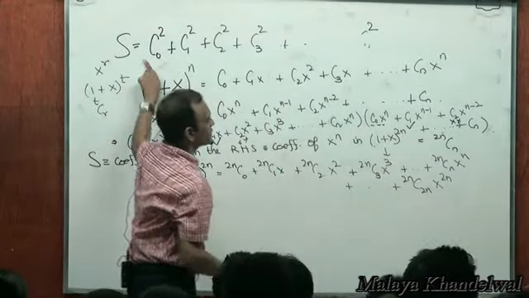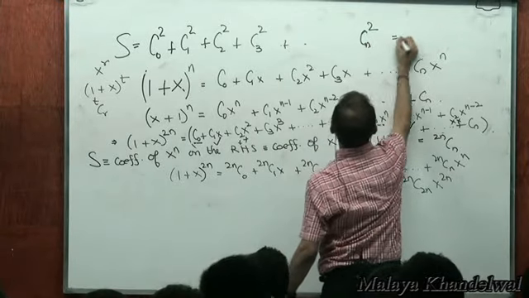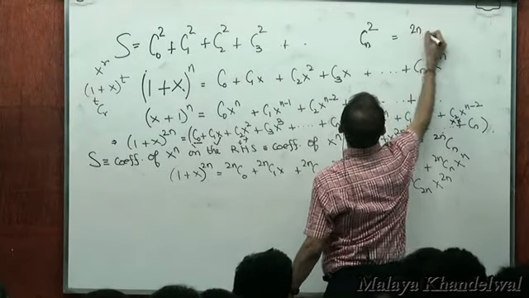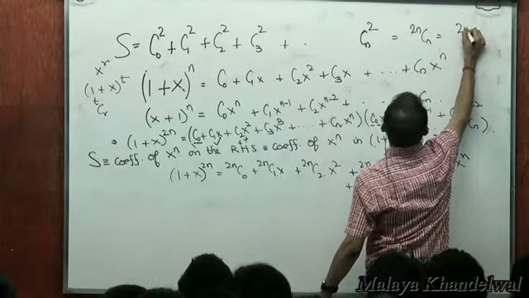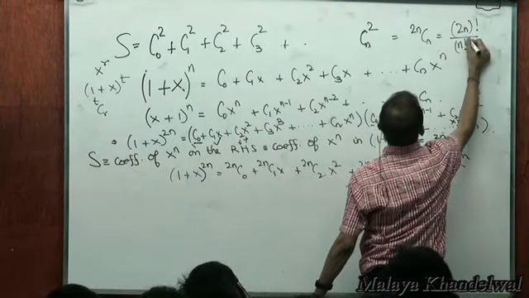This is again a standard result. c0 squared plus c1 squared plus c2 squared plus ... plus cn squared is 2nCn, which is (2n)! divided by (n!) whole squared.